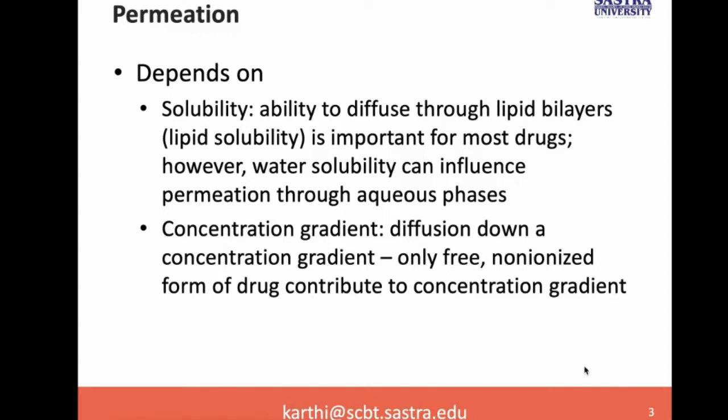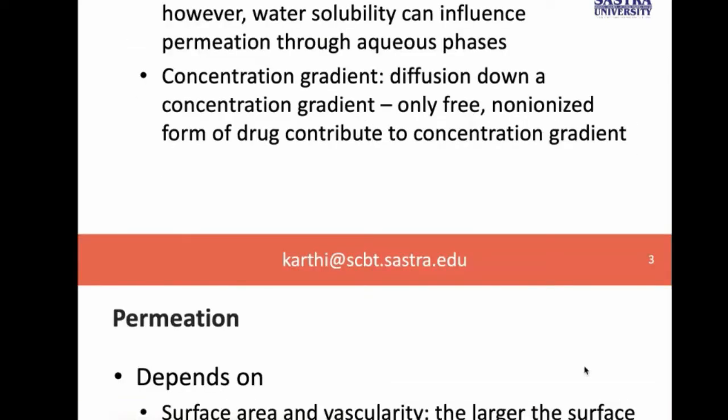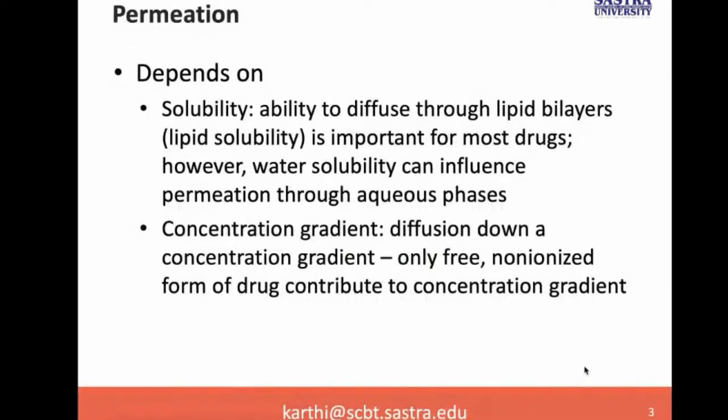The three important factors associated with permeation are solubility, concentration gradient, and surface area and vascularity. There may be other parameters, but these are the factors very closely related to permeation. These are the factors which decide the rate of permeation, the ability of permeation, whatever it is. So the first one is solubility.